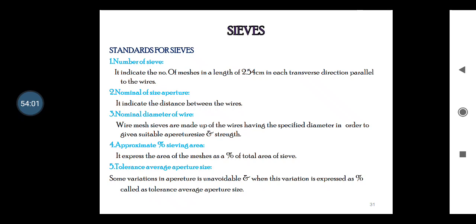The sieving area is appropriately maintained within 35 to 40% to provide the required strength to the sieve. And next one is your aperture tolerance average size, or you can say tolerance average aperture size.